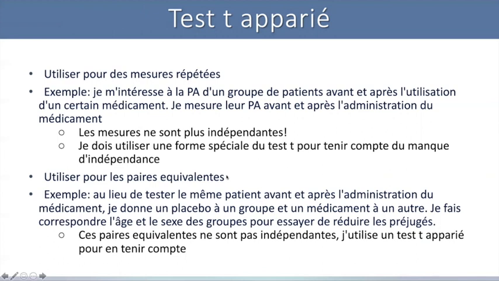It's also used for matched pairs. For example, instead of testing the same patient before and after medication administration, I give a placebo to one group and the medication to the other. I match these patients by age and sex between the groups to try to reduce bias. These matched pairs, through this matching, are no longer independent. So I use a t-test after to account for this, or the paired t-test rather.